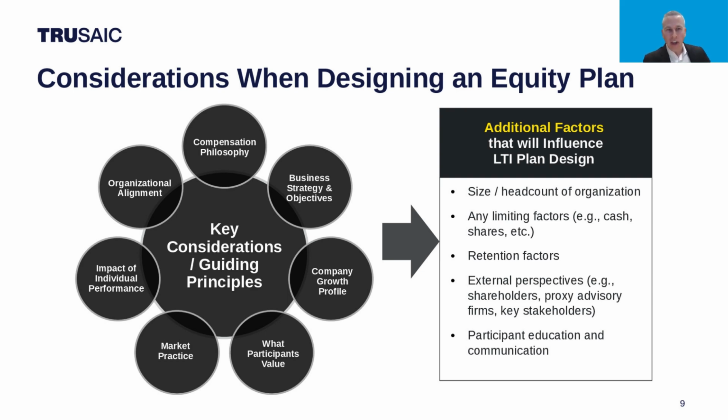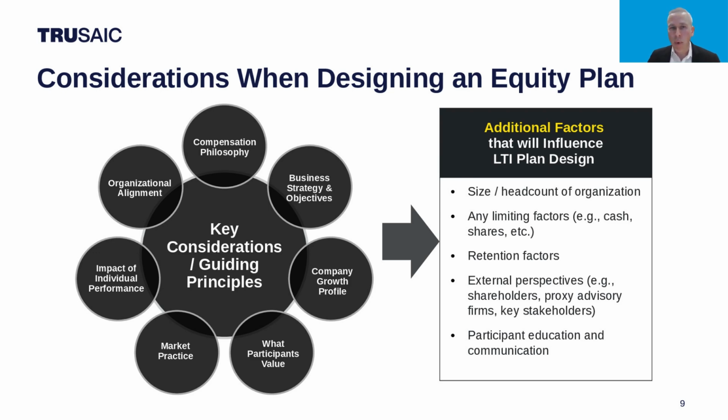So at the conclusion of talking about those 7 key considerations, we're able to identify what is our ideal design with respect to long-term incentives. But then we need to also understand, well, what are some of the factors that might influence what the design actually looks like? So one of the key components here is the overall size or headcount of the organization. And the limiting factor there is that oftentimes companies don't have a sufficient amount of shares or cash available if you want to roll it out broadly across the organization.